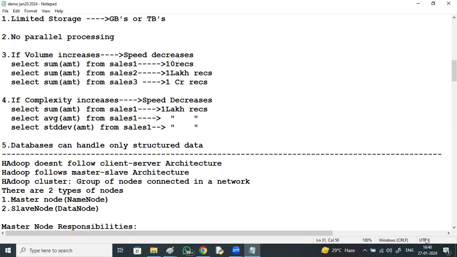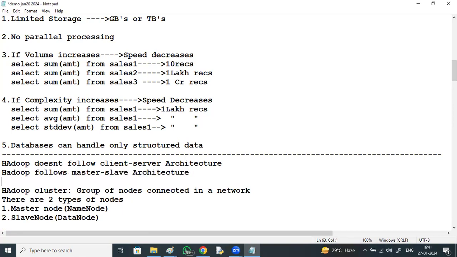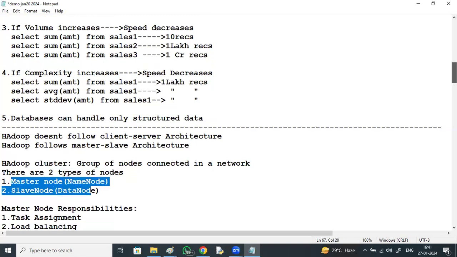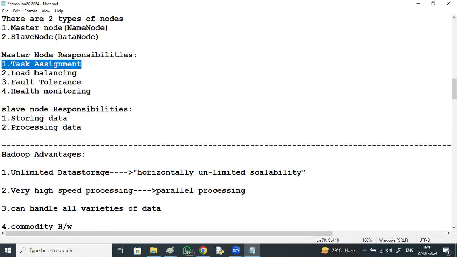Hadoop doesn't follow client-server architecture. Hadoop follows master-slave architecture, right? A Hadoop cluster is a group of nodes connected in a network. There are two types of nodes, master and slave node. Master node responsibilities: assigning tasks, load balancing, and fault tolerance. If any system fails, then its task has to be assigned to another slave. This is done by the master.